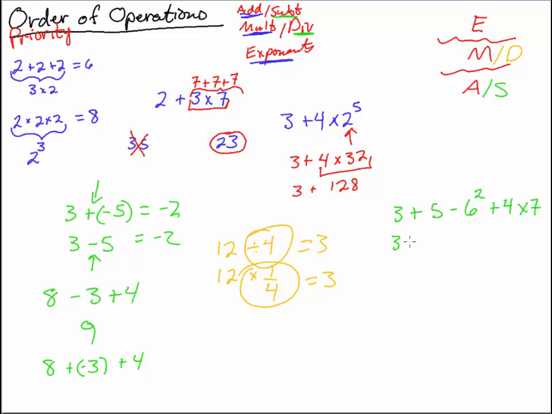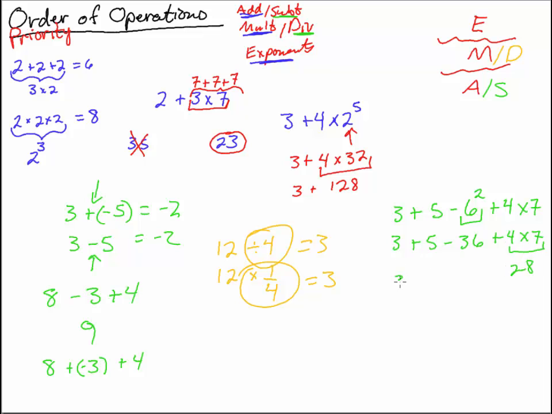So this is really 3 plus 5 minus 36. So we take care of those exponents first, plus 4 times 7. Now before we can add any of these numbers, you could add these over here, but this has to be taken care of. You can't add that 4 without it being times the 7 first, because there's shorthand here. So this guy is 28.